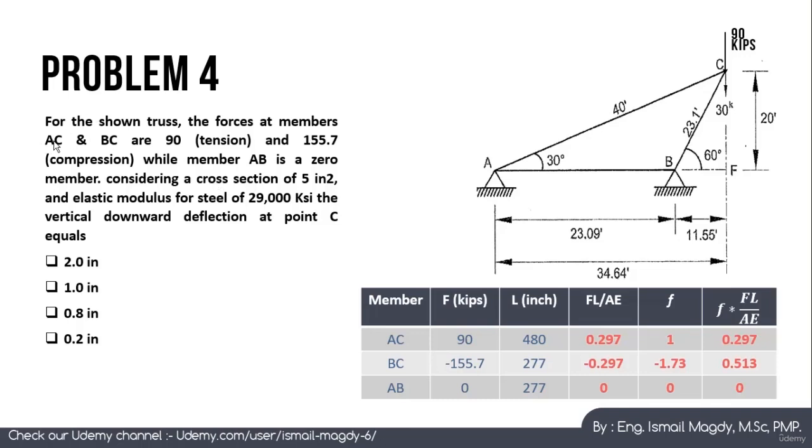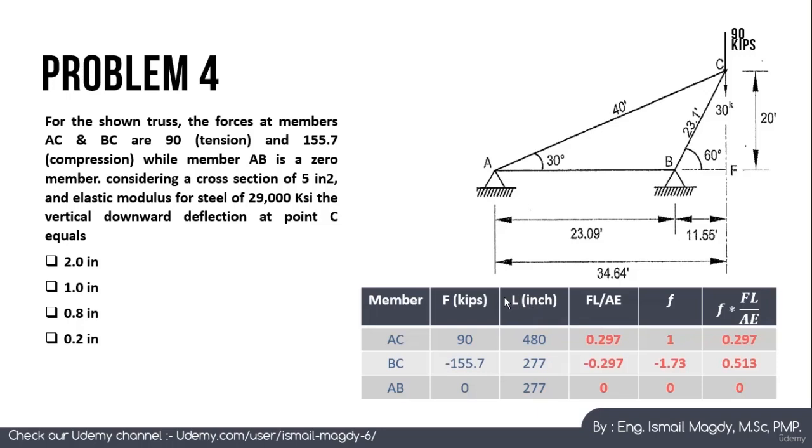It is given here that the forces in AC and BC are 90 tension and 155.7 compression. So the tension will get a positive sign, and the compression is going to get a negative sign. So we have 90 positive here and minus 155.7 with a negative sign.